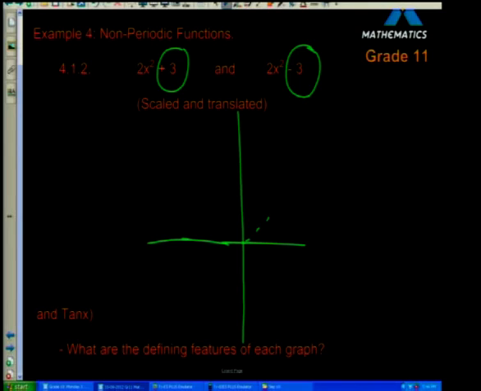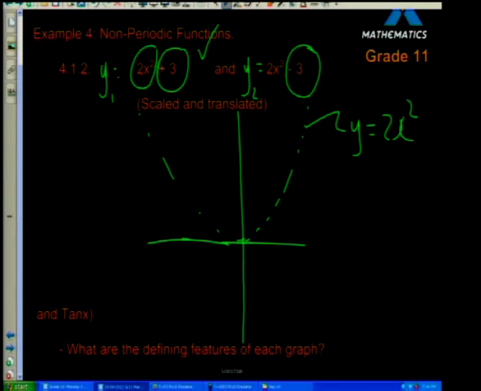If this was your parent graph, in this case, let's take it from 2x squared. So if this was a graph of y equals 2x squared, all you would have to do in this first case, I'm going to call this y1 and this y2. In the first case, you would have to increase every critical value, every defining feature, you would have to lift it up by 3 units. So let's say you end up somewhere there with your turning point.